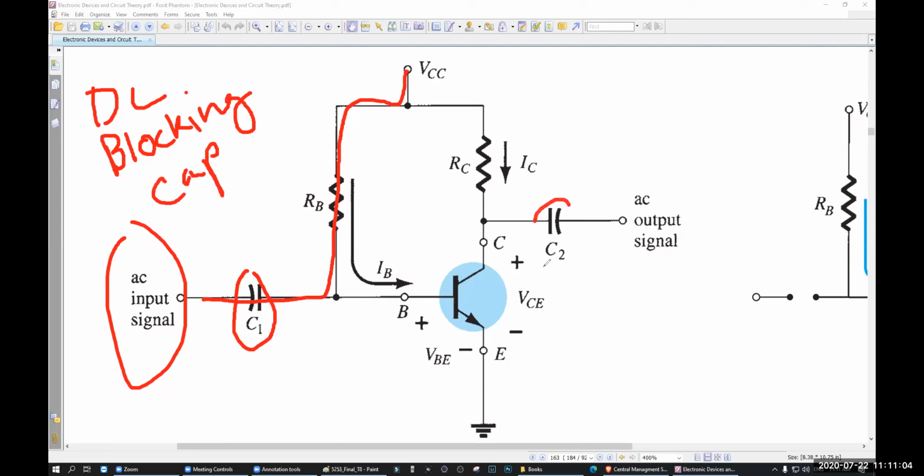These capacitors are called DC blocking capacitors. So no current can come and go in this way. No DC current will come and go this way. Only the AC will go that way. That's why they are called DC blocking capacitors.